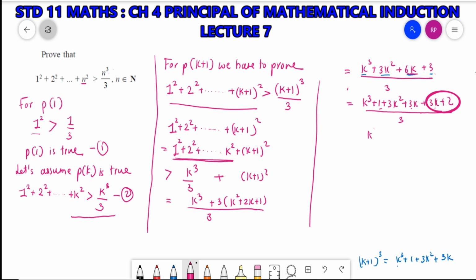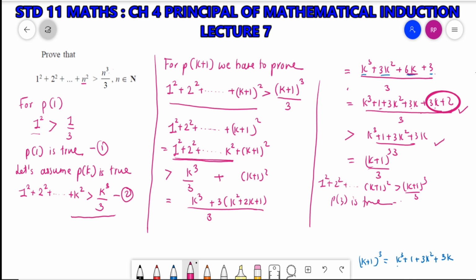So what I'm writing: if here k cube plus 1 plus 3k square plus 3k by 3, then this term will be lesser than this. So I can write down that the upper term is greater than this. So this is equal to (k plus 1) whole cube by 3. Right? So this is what we have to prove. So what does this imply? 1 square plus 2 square up to (k plus 1) whole square is greater than (k plus 1) whole cube upon 3. So P of 3 is true.